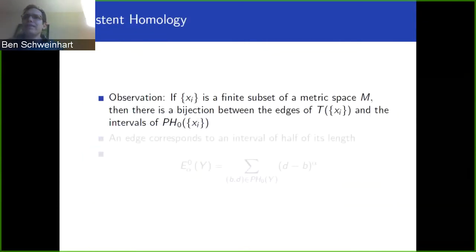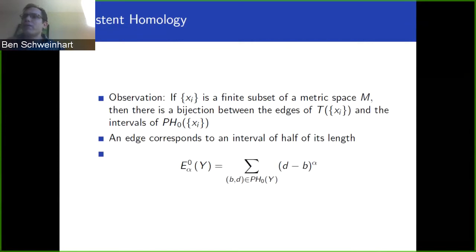So this pretty easily generalizes to higher dimensions using persistent homology, using a key observation, which is that if we have a finite subset of a metric space, there is a bijection between the edges of the minimal spanning tree and the bounded pH 0 intervals. And this bijection takes an edge to an interval of half the length. Then we can rewrite this alpha weight of a minimal spanning tree in terms of the persistent homology of the finite point set. Instead of taking half the sum over the lengths of the edges of the minimal spanning tree to the alpha power, we can instead take the sum over the pH 0 intervals of the lengths of the intervals to the alpha power.